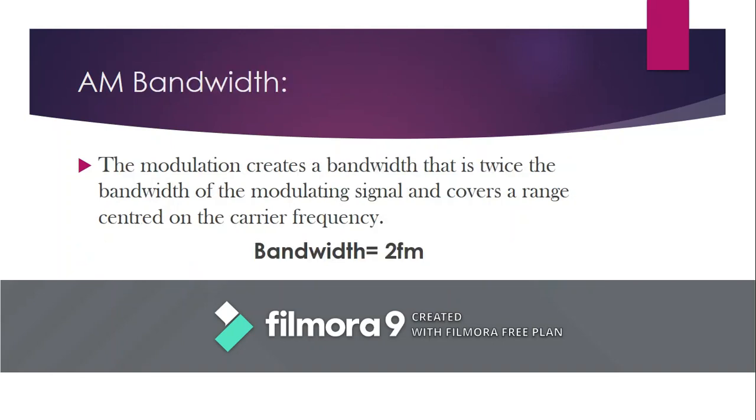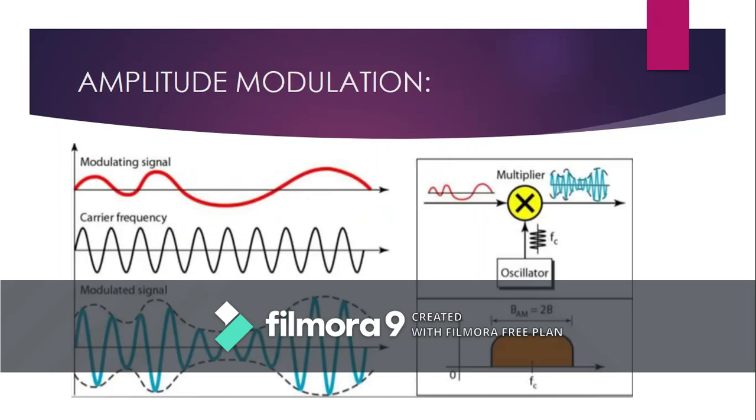Amplitude modulation bandwidth. The modulation creates a bandwidth that is twice the bandwidth of the modulating signal and covers the range centered on the carrier frequency. This figure shows the concept of amplitude modulation. Amplitude modulation is normally implemented by using a simple multiplier because the amplitude of the carrier signal needs to be changed according to the amplitude of the modulating signal.